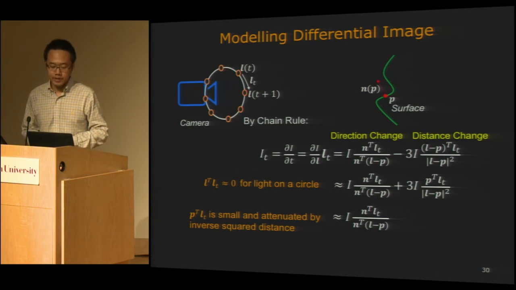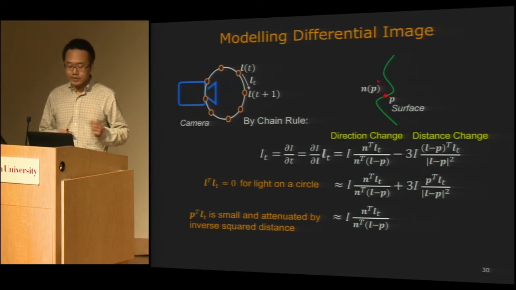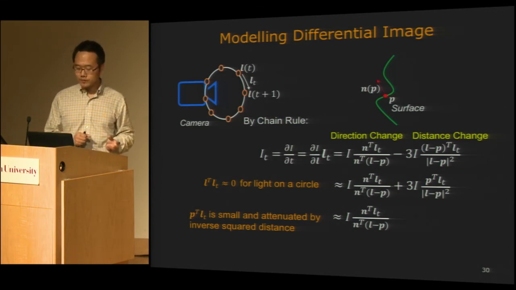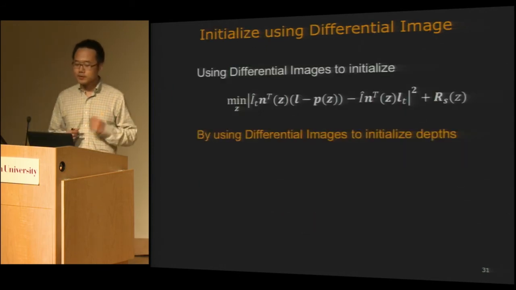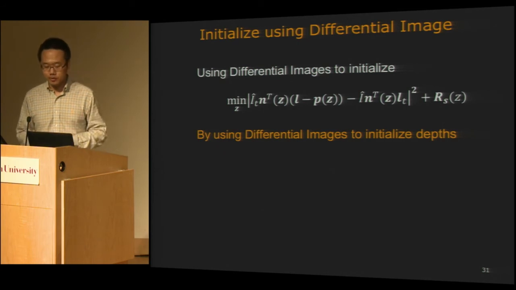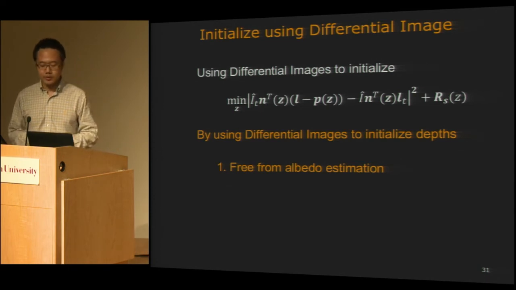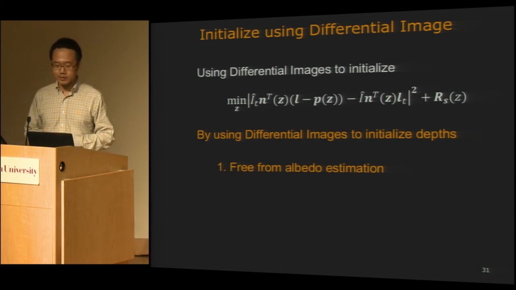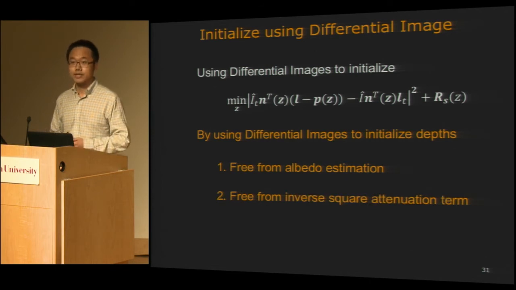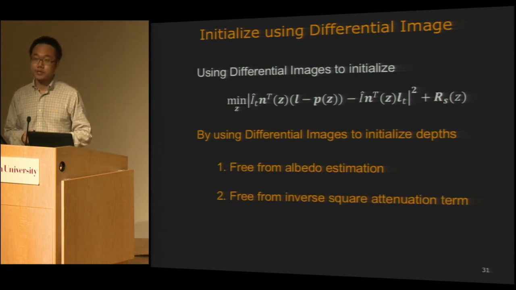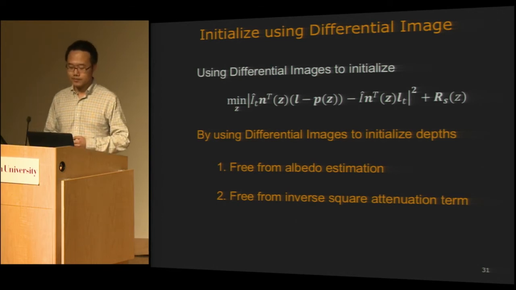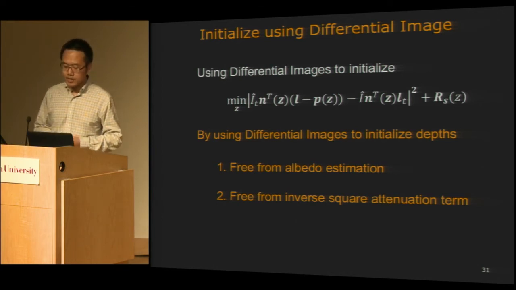So here, intuitively, what we assume is that for depth initialization, we can approximate the differential image to be caused by only the change of incoming light source direction. Now, we can initialize the depth based on the approximated differential image model. Compared with the raw image formation model, by using the differential images, we are free from estimating the surface albedo. Another advantage is that there is no inverse square attenuation term, so the error function is less nonlinear. Those two benefits can help us to get a good initialization for depth.